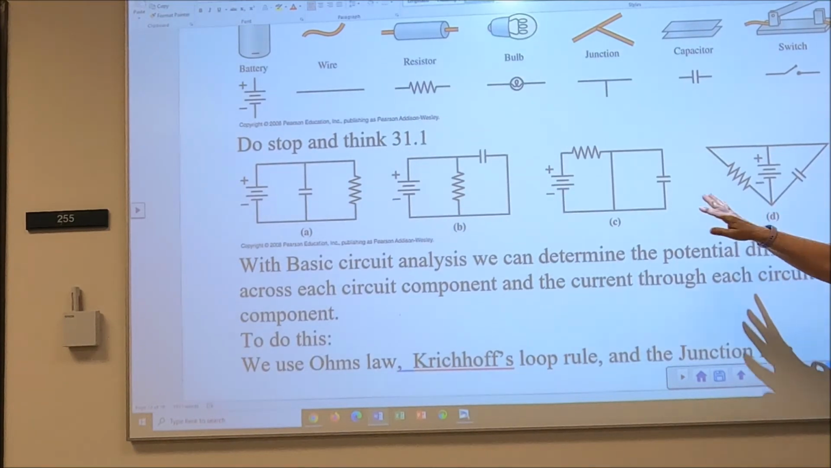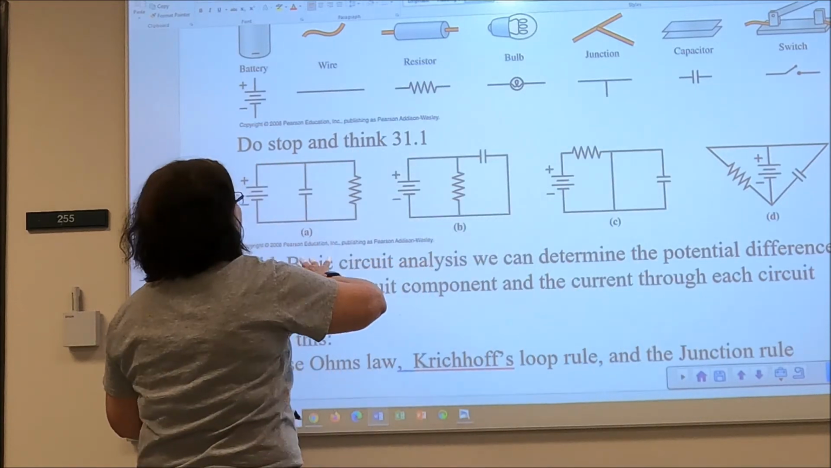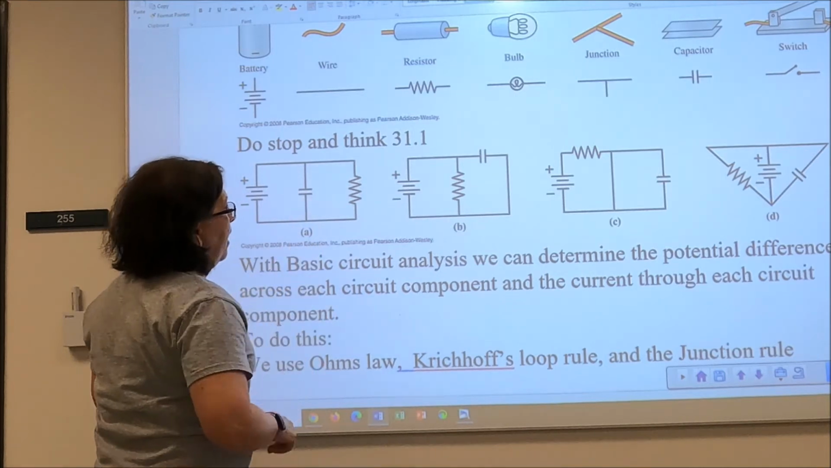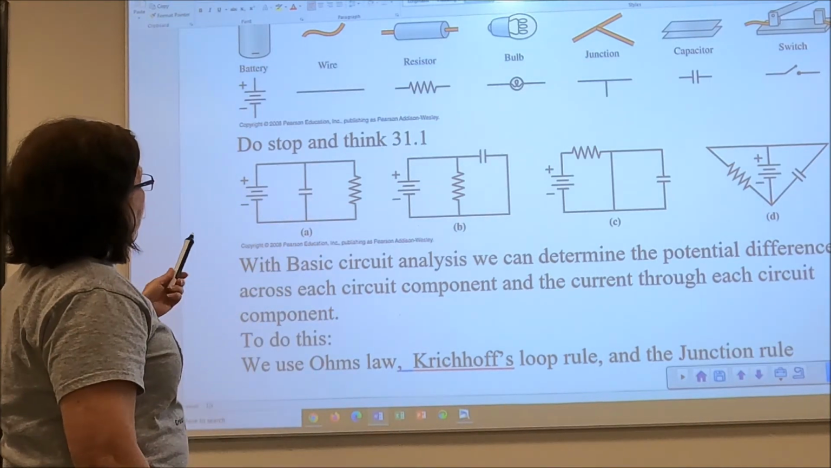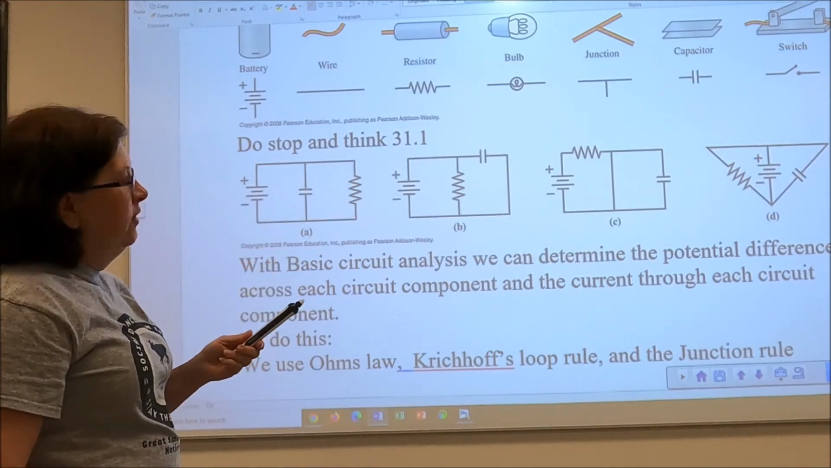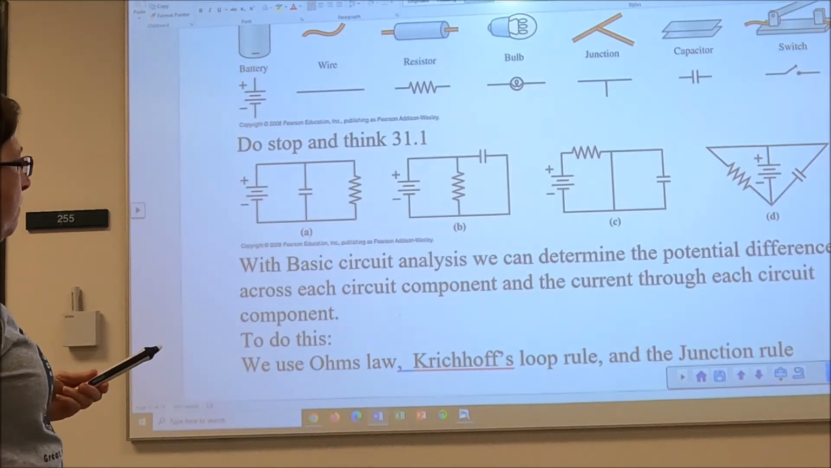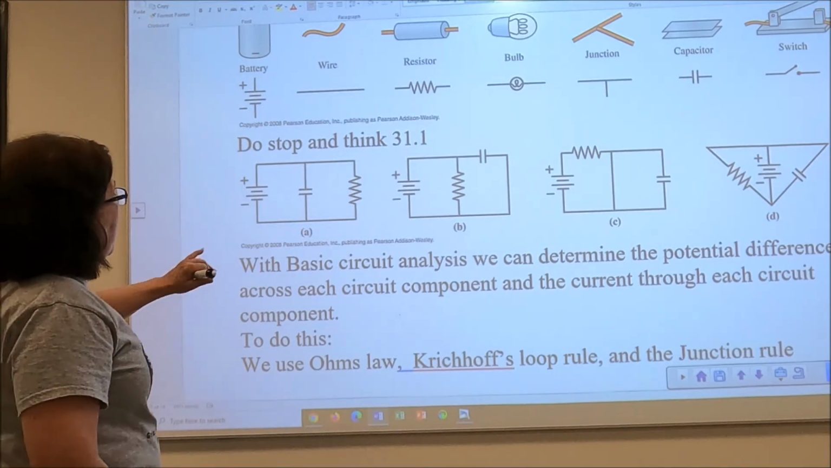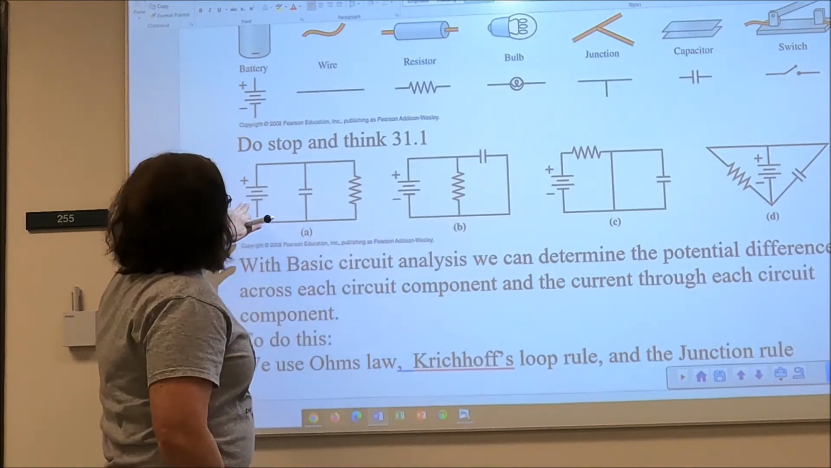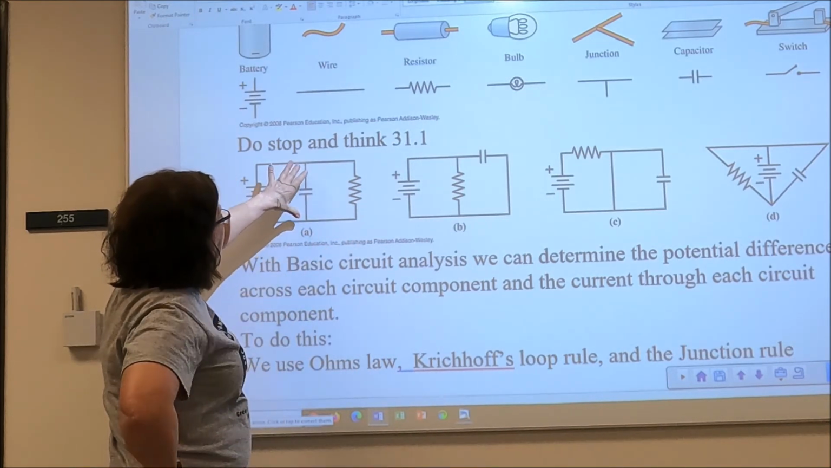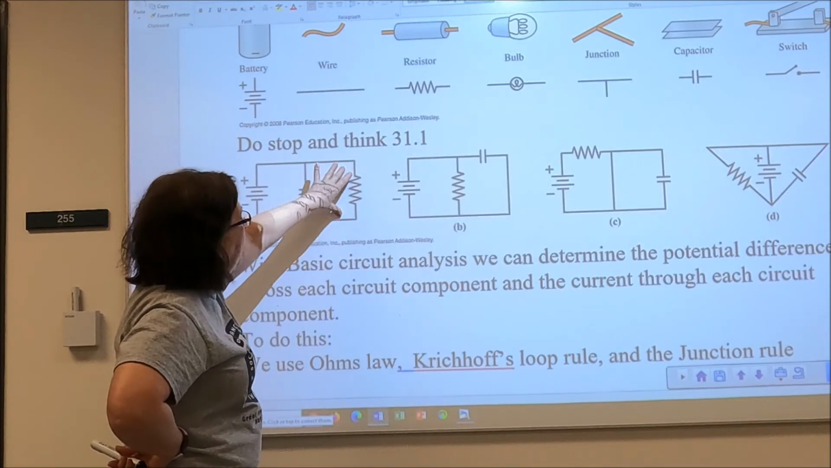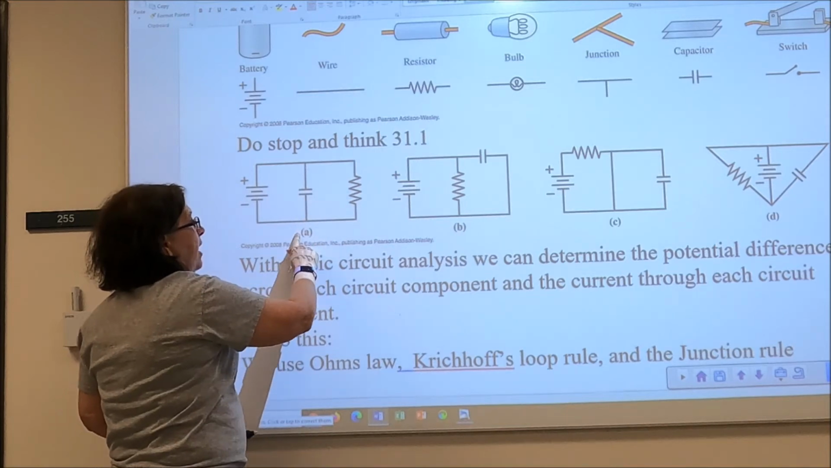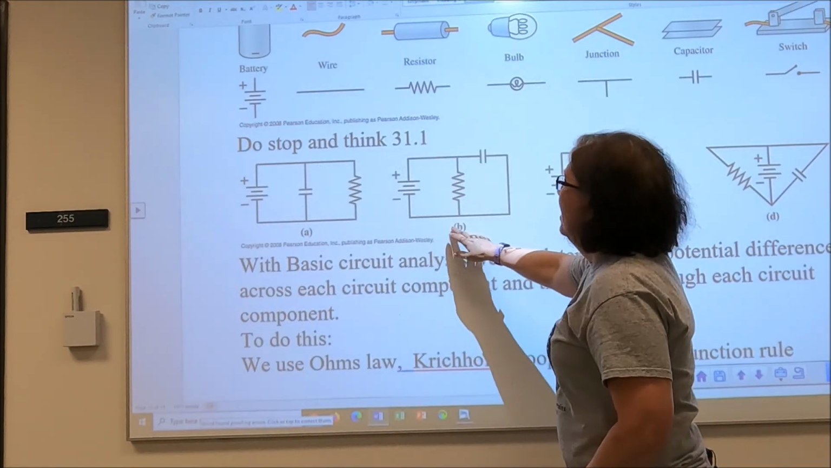Now here are some representations of circuits. I've got a battery, capacitor, and a resistor, and they're connected. What I want to do is figure out which of these circuits are the same, and which one's not like the other. If I look at A and B, I have a battery that's in parallel with a capacitor and in parallel with the resistor. Believe it or not, A and B are exactly the same thing.